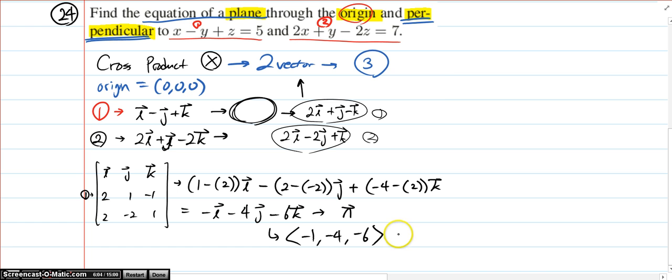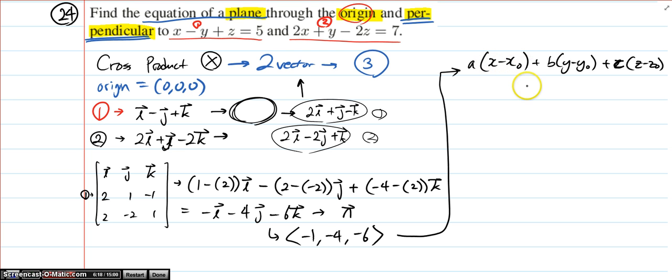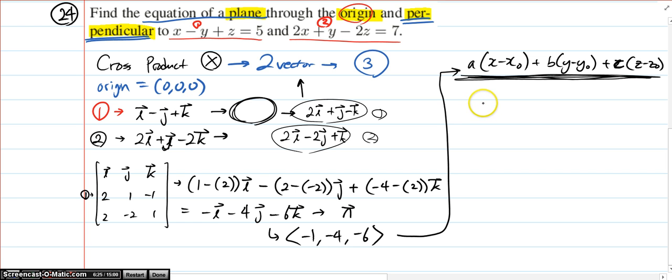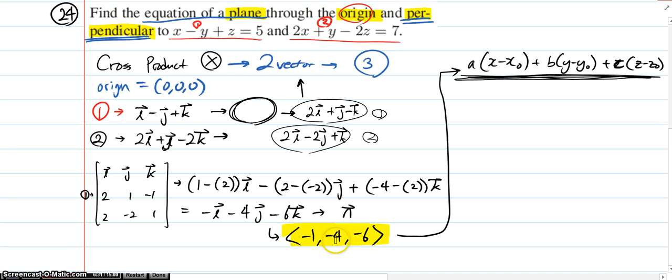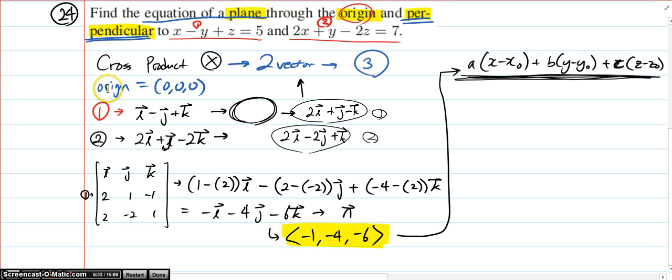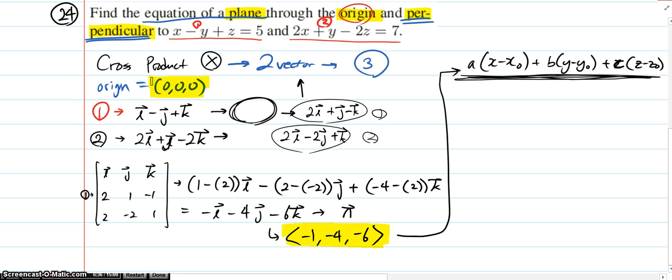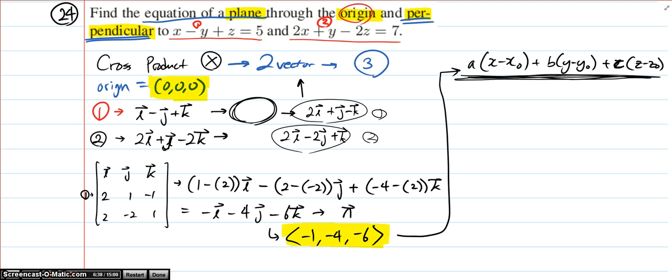And then it's easy, because we learned before that the basic form of the equation is a times x minus x naught, and goes on like this. So we got the basic equation of the plane, and we got the normal vector right here, and in the question we're given one point that we can plug in. So this cleans up very nicely.